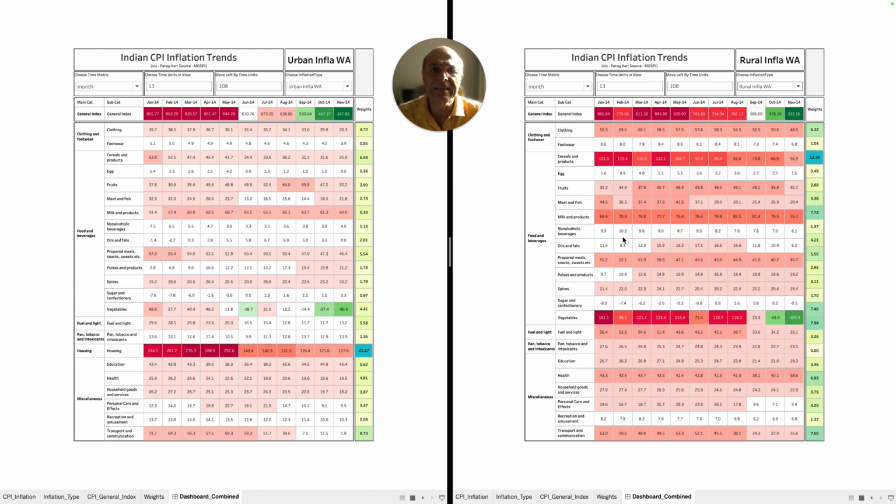So friends, this is in short the overall picture of inflation.